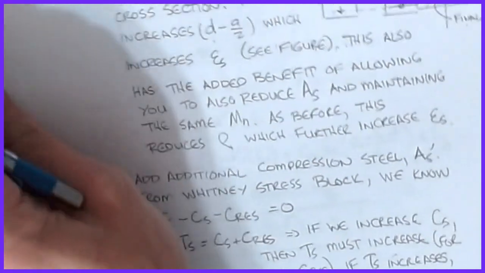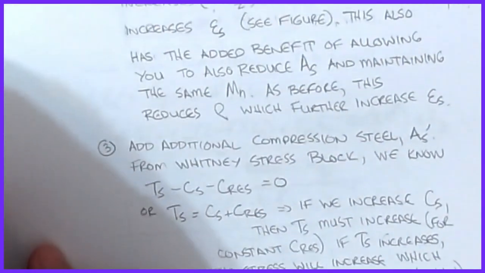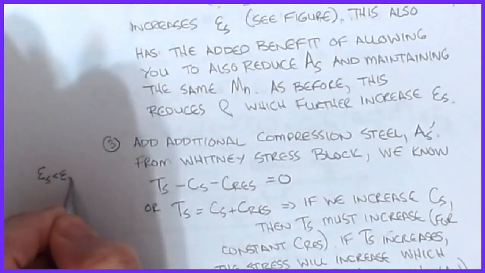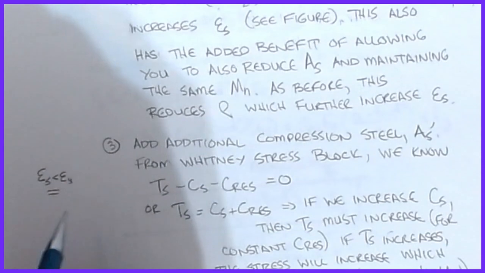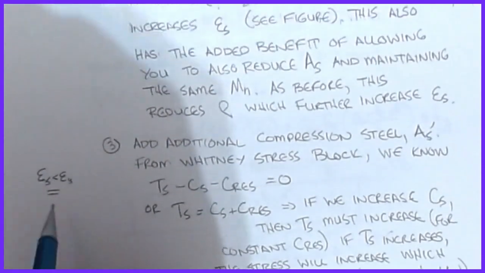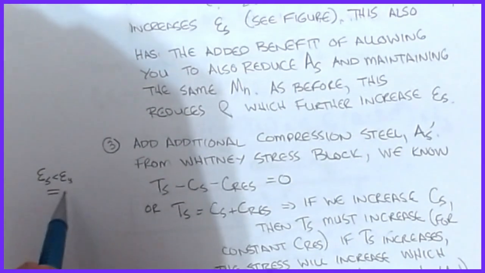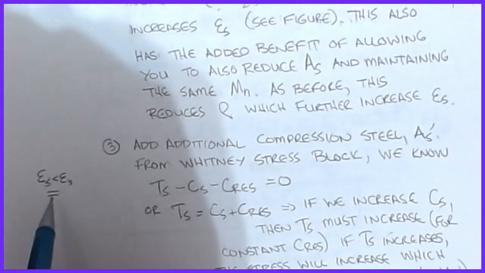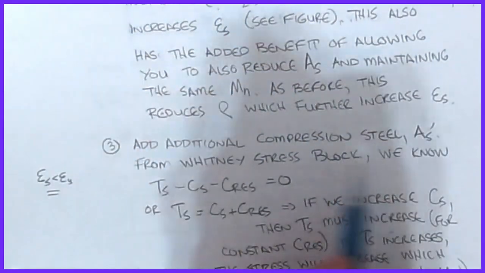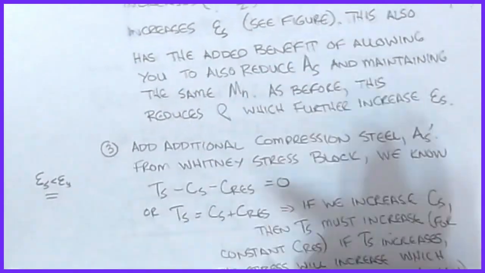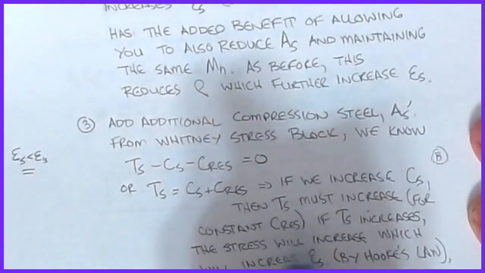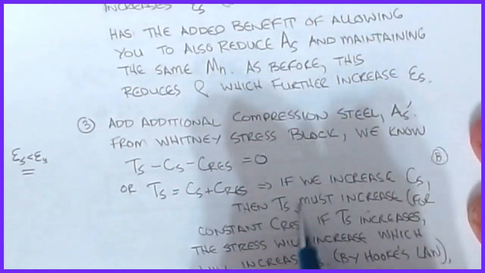Okay, the other issue that we have, and this was one I didn't have on the list before, is the case where we're examining epsilon s less than epsilon y. By adding additional steel in compression, I can actually force this to yield, or increase the strain in my tensile steel. By adding additional steel to AS prime, from the Whitney stress block we can rearrange this so that if we increase CS, which was coming out of that B diagram, then TS must increase in response in order to balance this.